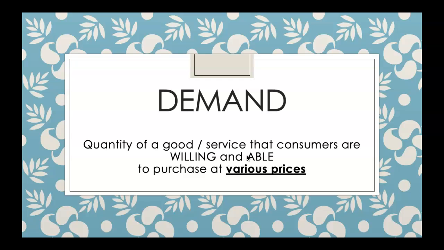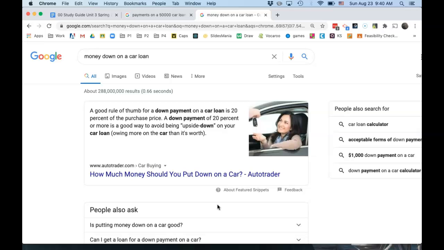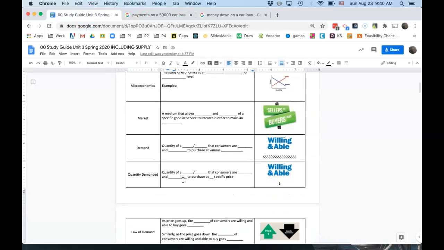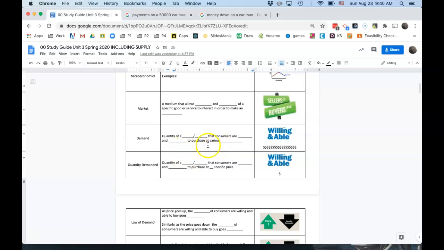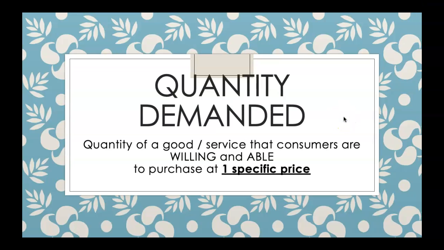So again, demand is the demand of a good or service that consumers are willing and able to purchase at various prices. We want to keep in mind demand has to do with various prices. Maybe even highlight that, because then we're going to look at quantity demanded, which is the quantity of a good or service that consumers are willing and able to purchase at one specific price.